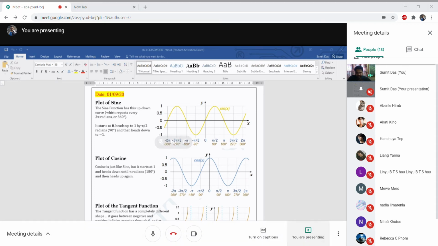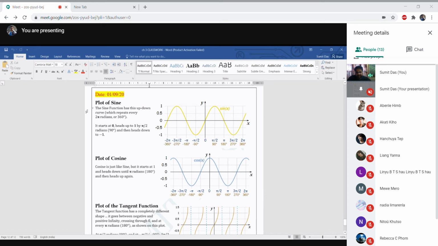You can see that the sine function has this up and down curve like this. When you learn the physics wave chapter, in this wave chapter also you learn the same thing. When sine 0, the value is 0, and when it is 90 degrees, the value is 1. So this is the curve. It starts at 0, heads up to 1 at pi by 2 radian, and then heads down to -1 at 3 pi by 2.